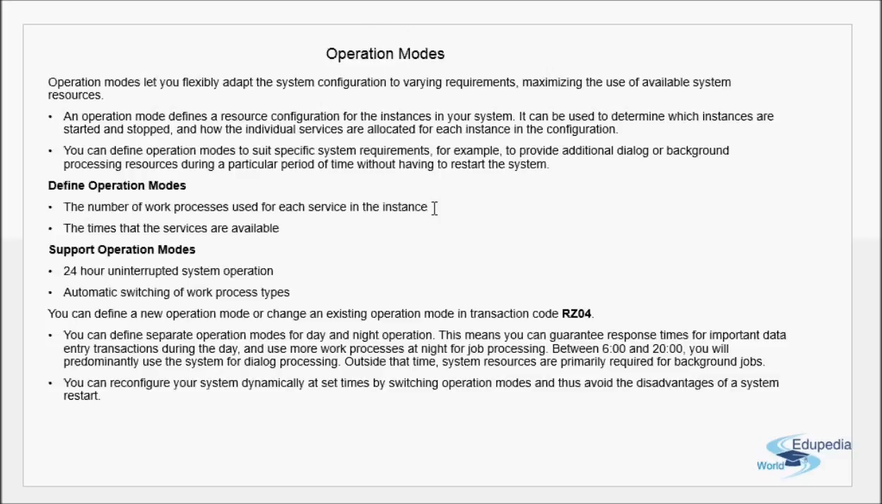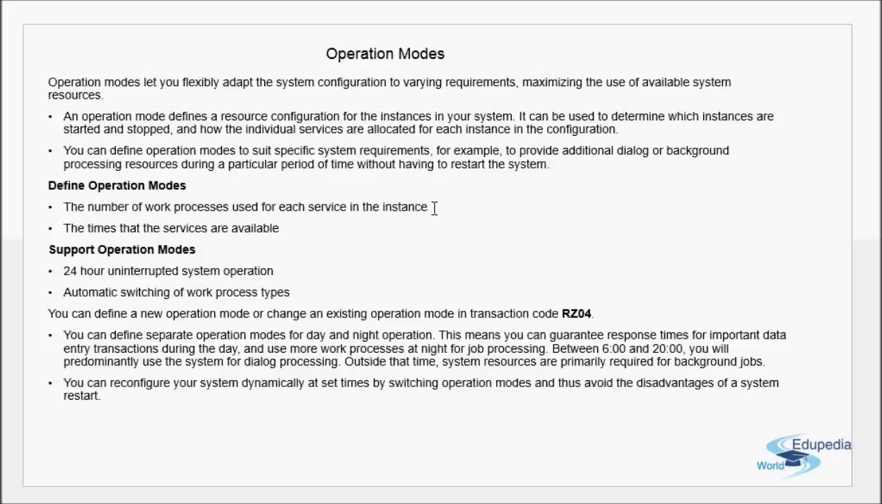An operation mode defines a resource configuration for the instance in your system. It can be used to determine which instances are started and stopped and how the individual services are allocated for each instance in the configuration. Instance means it has a set of work processes. So here we can understand which instances are started and stopped and how the individual services are allocated for each instance in the configuration.